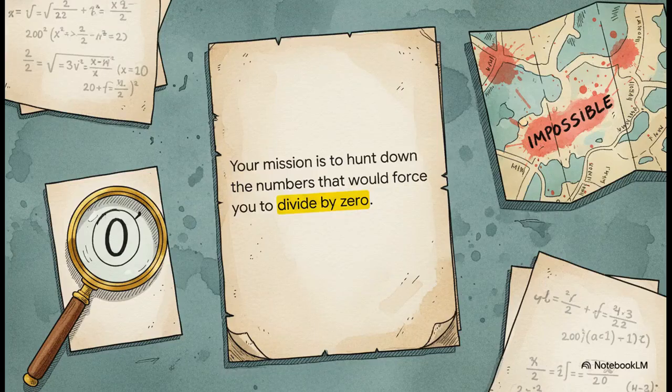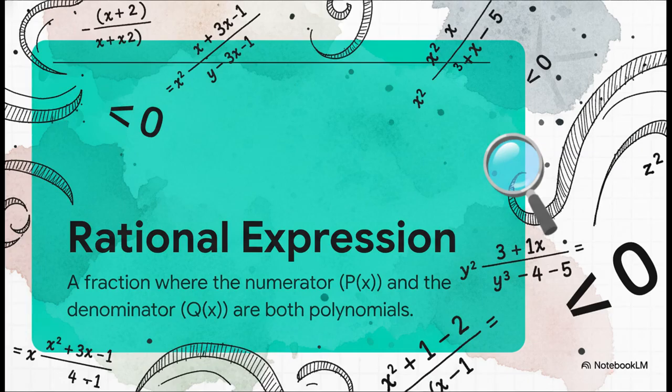And yeah, I want you to think of it just like that. You're basically a detective. Your mission, should you choose to accept it, is to hunt down those very specific numbers. We'll call them the danger zones that would force us to divide by zero. You ready to start the investigation? First, we got to know what we're looking for. So what is this thing we're dealing with?